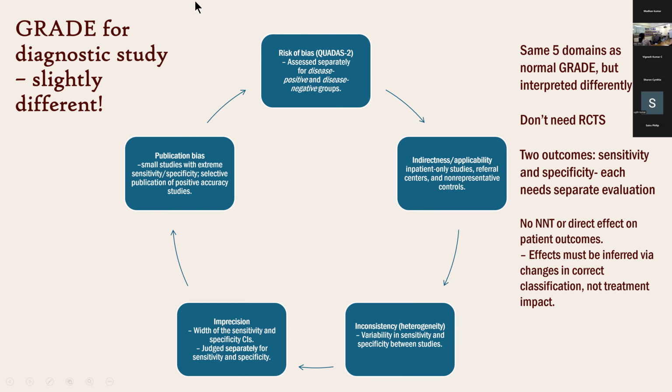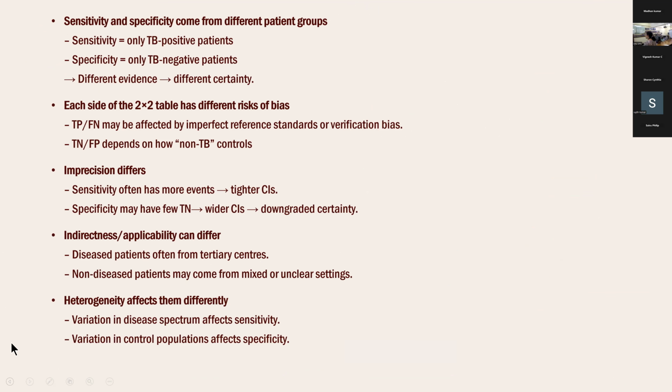If you're doing it in a community setting, you might have a lower prevalence. So that might change your indirectness. And your number, because you don't have a direct effect, for that also you might have to downgrade for indirectness applicability. Inconsistency, heterogeneity can vary between sensitivity, specificity. I'll come to that. And imprecision, again, you get a confidence interval, which is separate for sensitivity, specificity. And of course, you have to look for publication bias.